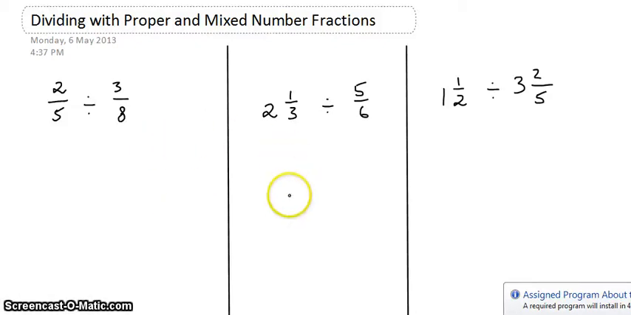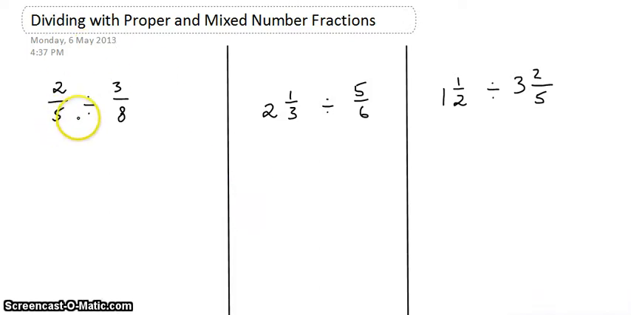Okay, so in this video we're going to look at dividing with proper and mixed number fractions. When we're dividing fractions, there's just one more little step that we need to learn, and this is called finding the reciprocal. This is what I mean. Here we have 2/5 being divided by 3/8.